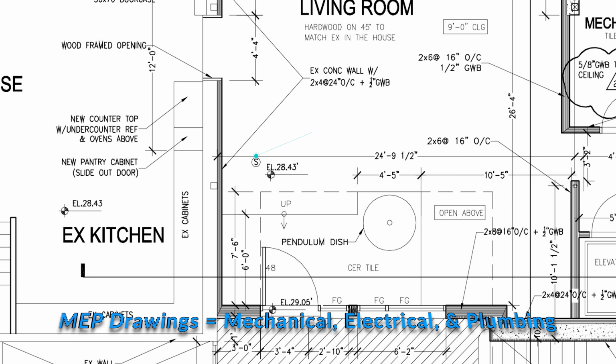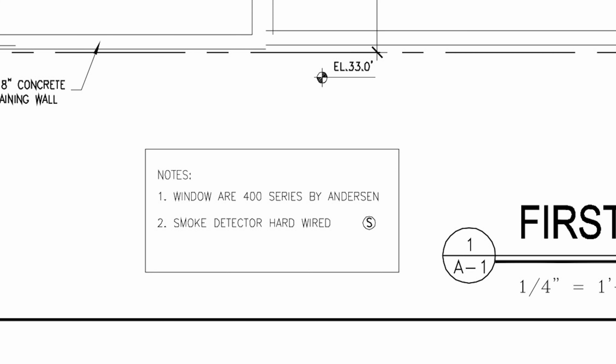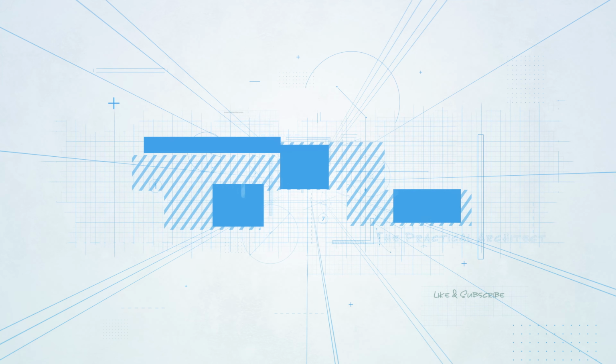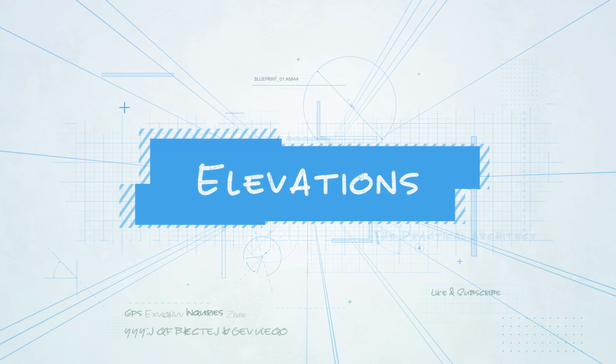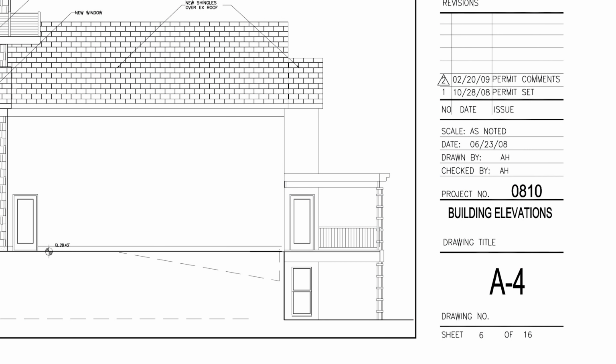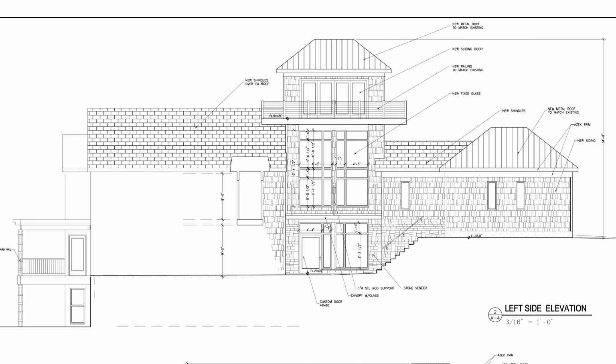In a lot of residential projects, you don't have MEP drawings. In a case like this, the smoke detector would be shown on the floor plan because you don't have an electrical plan or a mechanical plan. There's a note down here. The smoke detector is here on the floor plan, just showing where the smoke detector would be placed. So now we're on the elevation drawing. It shows which elevation it is. Left side elevation.